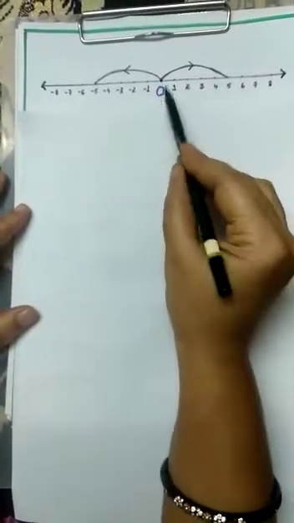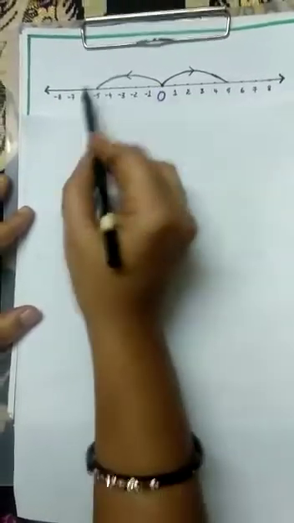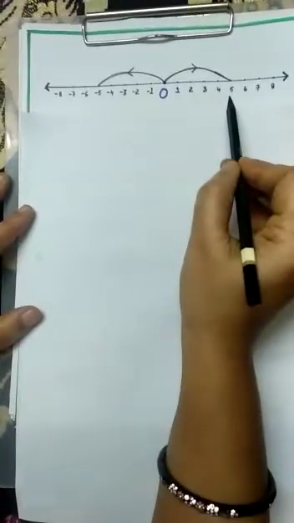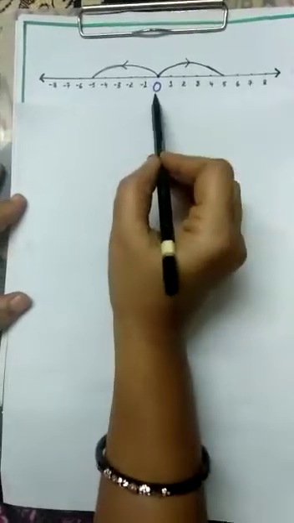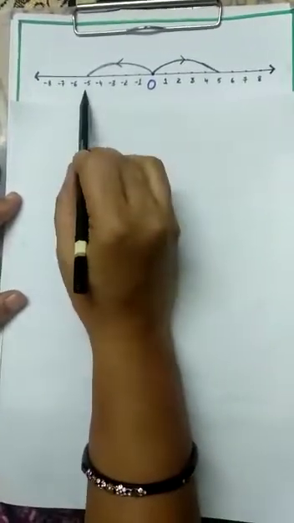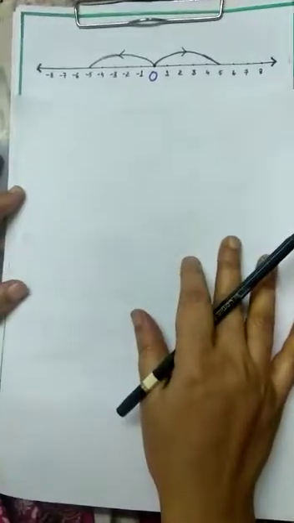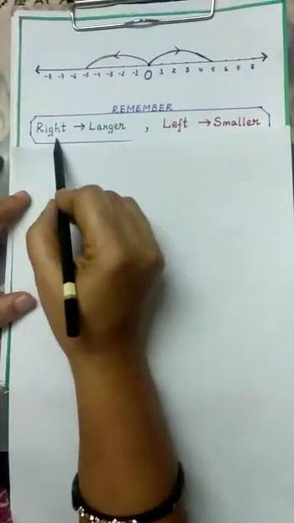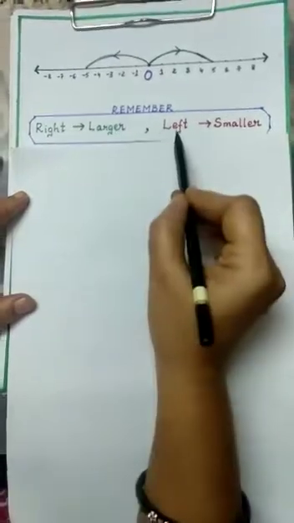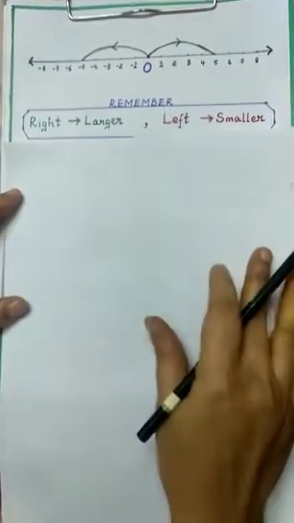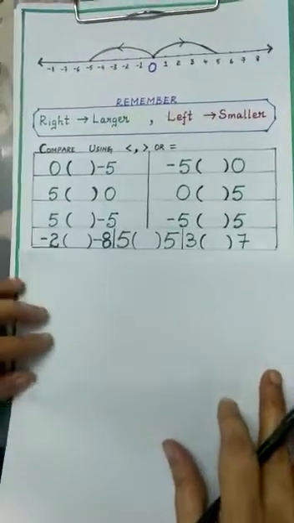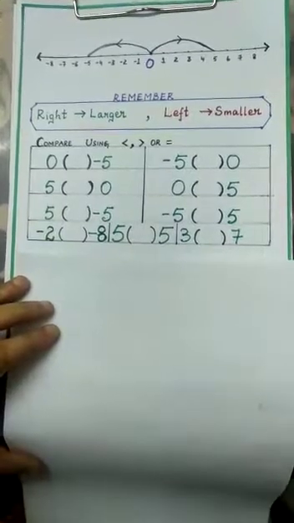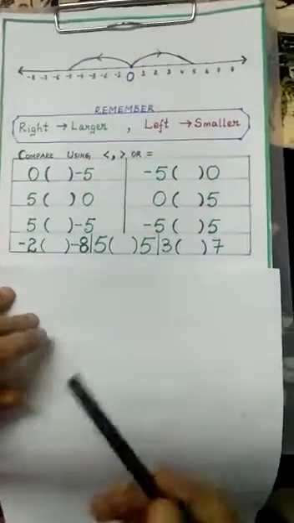These opposites are same distance away from 0. From 0 to 5, there are 5 units. The same 5 units you have from 0 to -5. Now the basic concept to remember, on a number line, always the right side number gives the larger value than the left side number. Using this concept, let us compare these integers by using less than, greater than or equal.